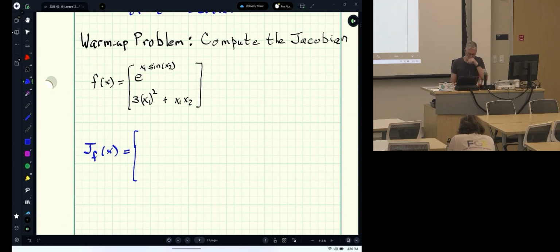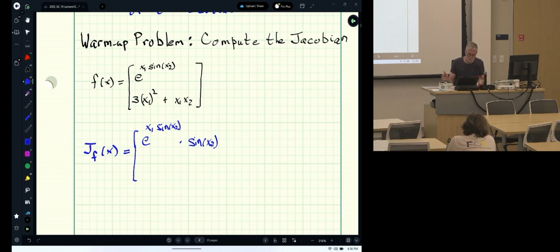Okay, let's see if we can get the first row. That's the hardest one. Differentiating the exponential, we have to repeat the exponential, and then we need to multiply that by the derivative of this function with respect to x1. When we differentiate with respect to x1, x2 is a constant, so sine of x2 is constant. And so that's what we get here, sine of x2. So that's the (1,1) entry.